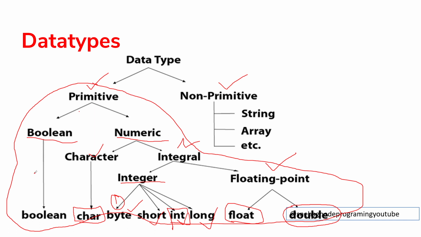Now by using these primitive data types, a language has created some new data types. That's why we call them non-primitive data types, because we use the primitive data types and create new data types from them. Non-primitive data types contain string. This string is created by using characters.